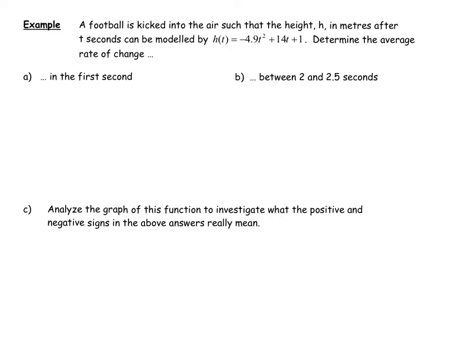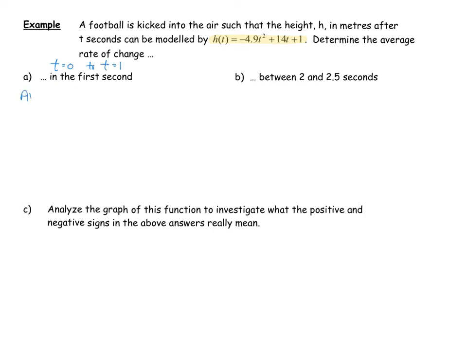So let's take a look at our first example. Okay, so a football is kicked into the air such that its height in meters after t seconds can be modeled by this equation. So just a simple quadratic in terms of the polynomial. And first thing we'll do is we'll determine the average rate of change in the first second. So please pay attention to how we write this. Of course, in the first second means from t equals 0 to t equals 1.